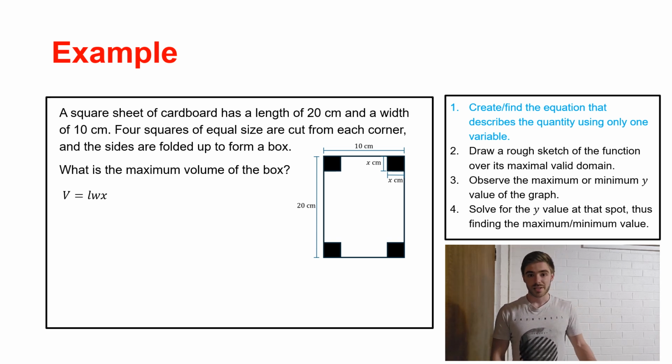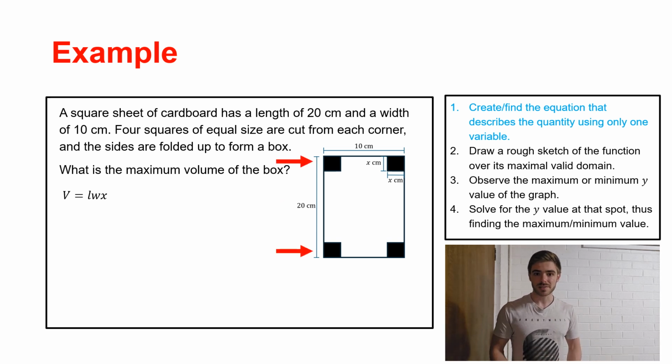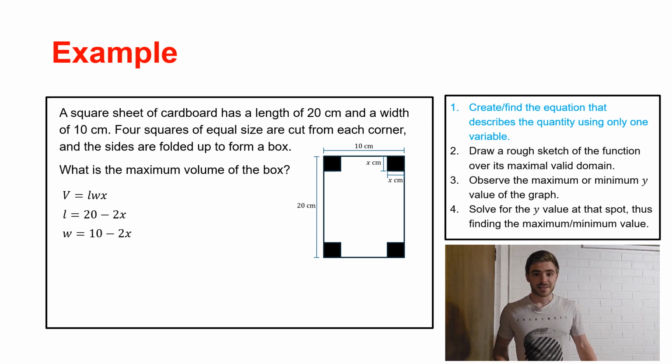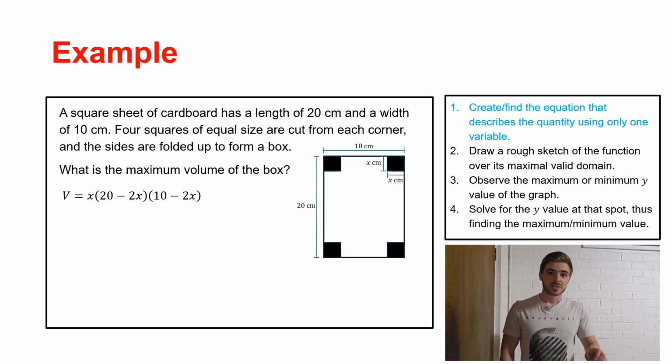Next, we can focus on the length. The original length of the sheet was 20 centimeters, but because we've cut 2 x's from either side of that, the new length of the box is therefore going to be 20 minus 2x. The same sort of thing can be said for the width, which started as 10 centimeters, but we're once again cutting out 2 x's from either side. All we do from here is substitute that into the volume equation, and what you'll see is that you've now gone from 3 variables down to just 1.